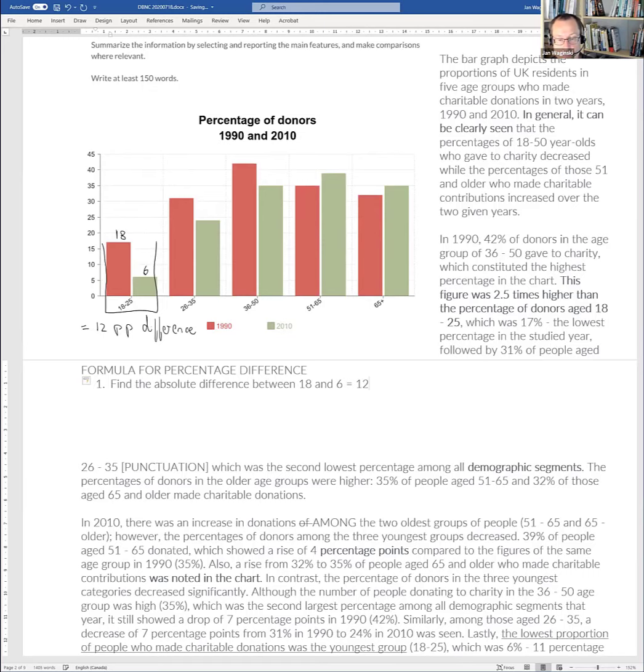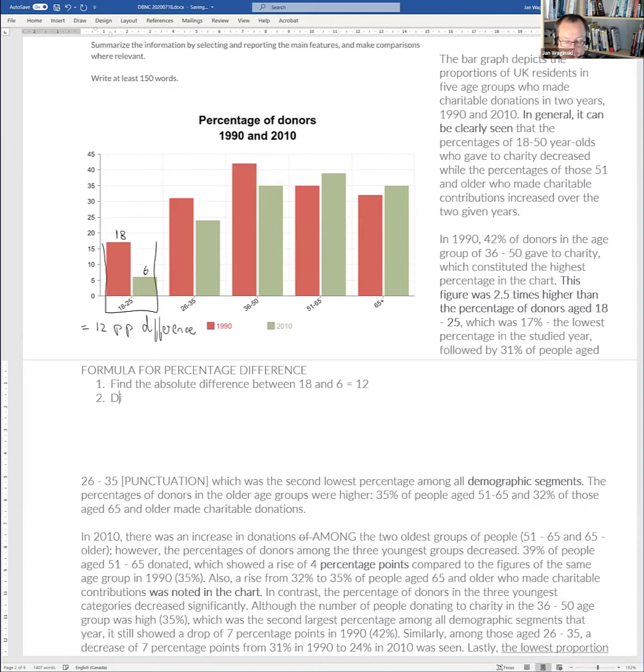Yeah, so that's 12. We're just taking it step by step. So first you find the difference, you've got 12. Now divide the first number in your comparison. So the first number in this case is going to be 18, not 6, by the difference. Okay, so that's 18 over 12, yeah? 12, yeah. Okay, what's 18 over 12? 1.5?